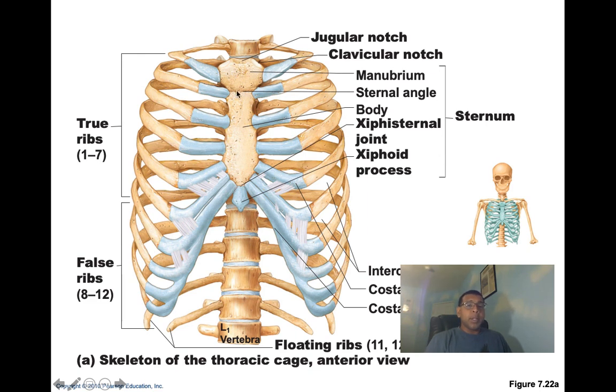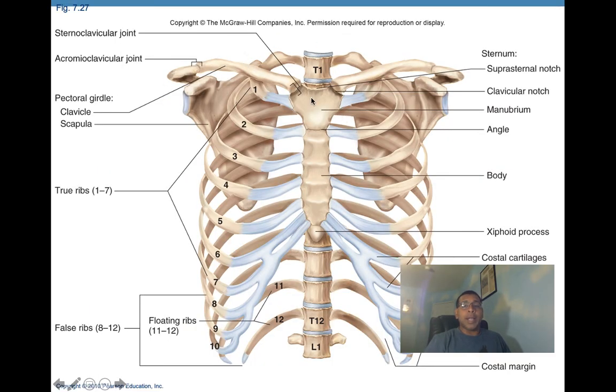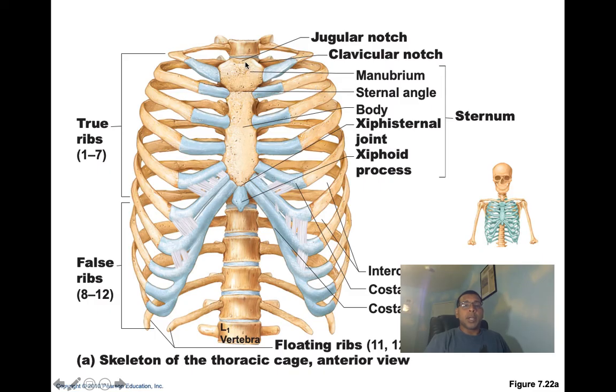So in relation to the manubrium, we have clavicular notches. These are going to be notches found in reference to the clavicles. And then we'll have the jugular notch, or we can also call that the suprasternal notch. Then we have the sternal angle, also known as the angle of Louis.